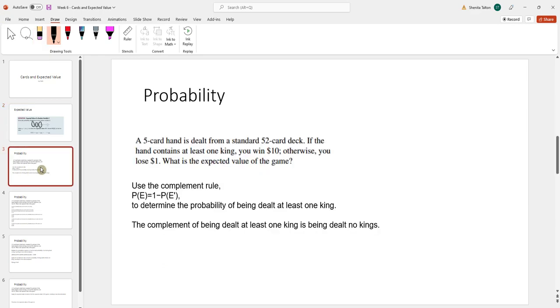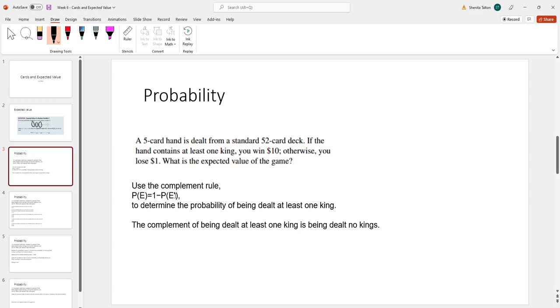So in this problem, a 5-card hand is dealt from a standard 52 card deck. If the hand contains at least one king, you win $10. Otherwise, you lose $1. What is the expected value of the game? So we are going to use the complement rule. P of E is equal to 1 minus P of E complement. And we're going to use that to determine the probability of being dealt at least one king. So this is the complement rule.